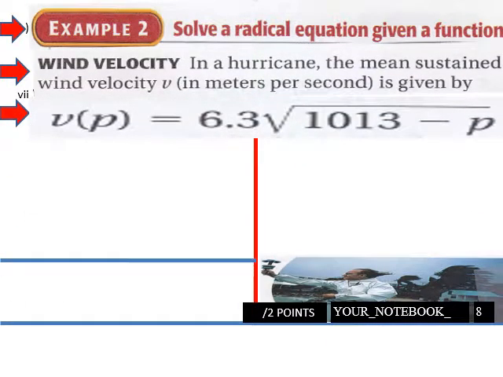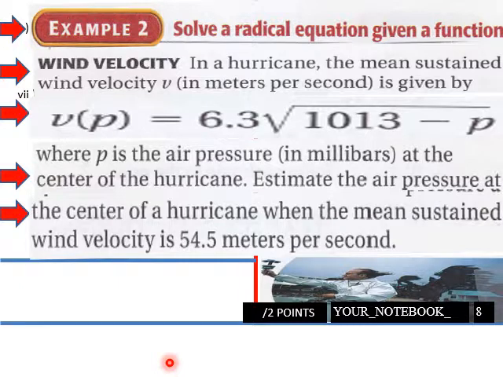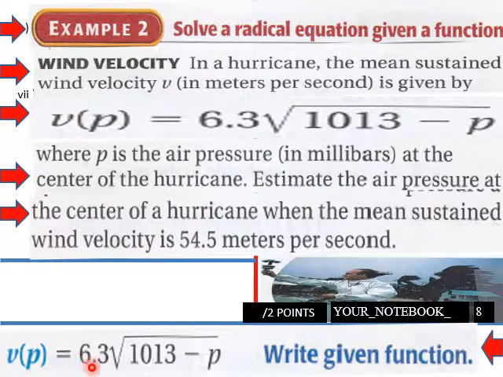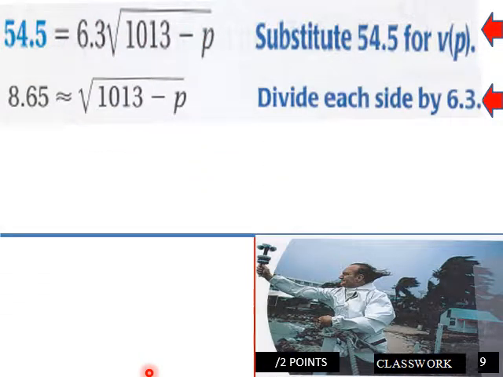Example 2, solve a radical equation given a function. We have v of p equals 6.3 times the square root of 1013 minus p. It's the pressure in millibars at the center of a hurricane. Estimate the air pressure at the center of the hurricane when the mean sustained wind velocity is 54.5 meters per second. Wind velocity is there. So here's the original function. So we substitute in for velocity here, and then we're going to solve for p.